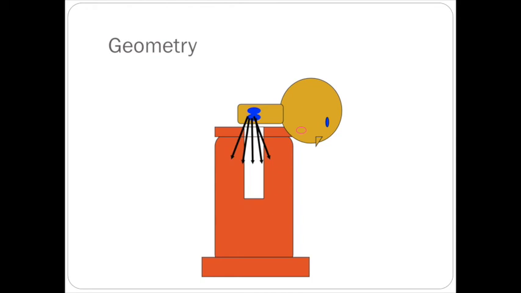So when you get ready to count your source so that you can figure out your efficiency, you want to make sure your source is in the exact same geometry. And you can see I kind of have it laying over the top of the well here. Do not put it in the well because you will get a very weird efficiency if that is the case.